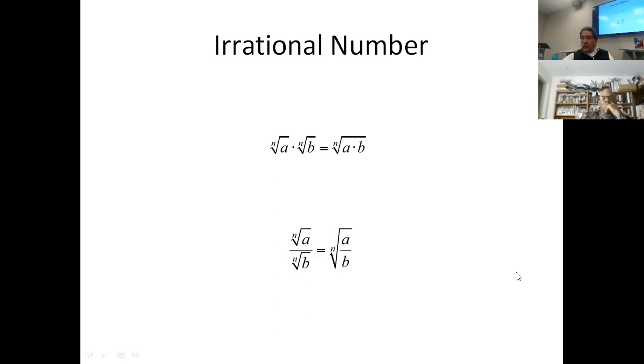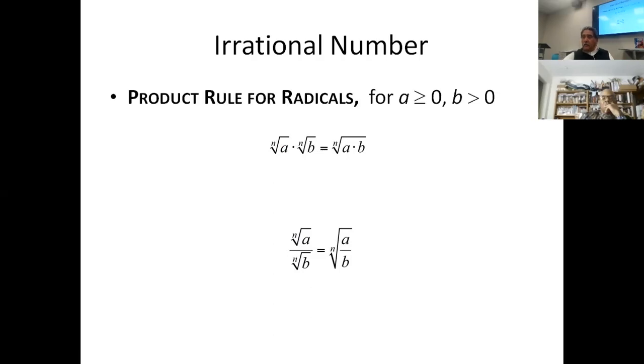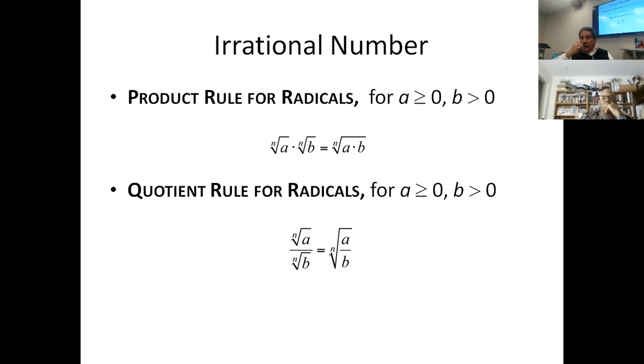All right? And b should be greater than 0, and a is greater than or equal to 0. B cannot be 0.